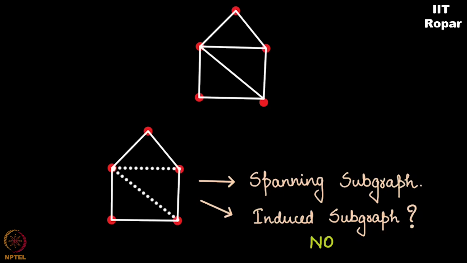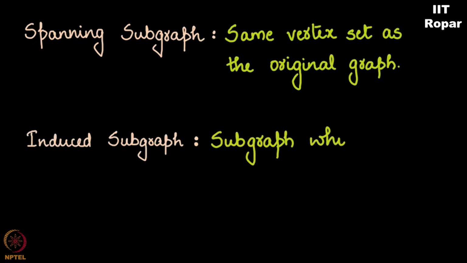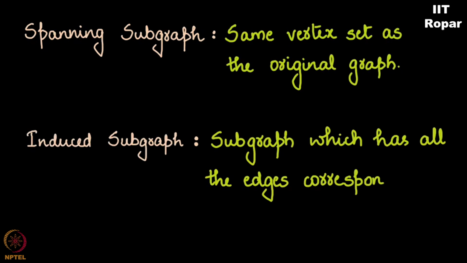So let me summarize it quickly. A spanning subgraph is a subgraph which has the same vertex set as the original graph. But an induced subgraph is a subgraph which has all the edges corresponding to your vertex set in the subgraph. With more examples, it will be clear.